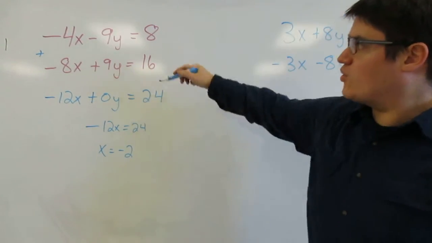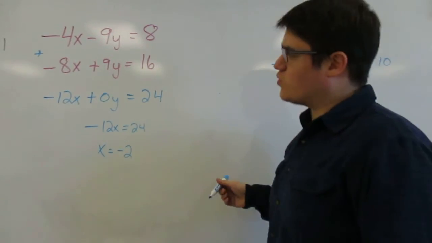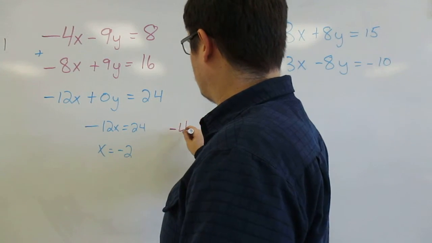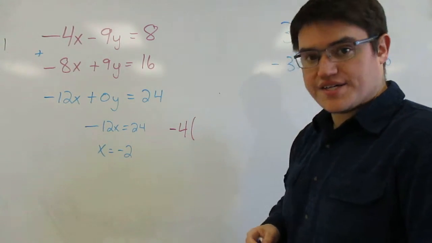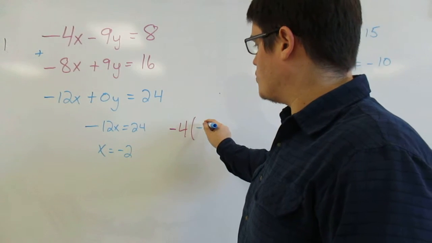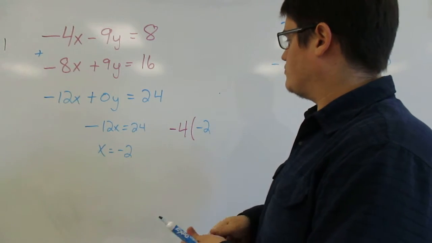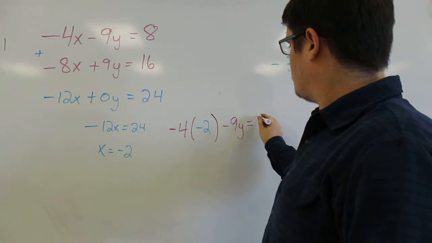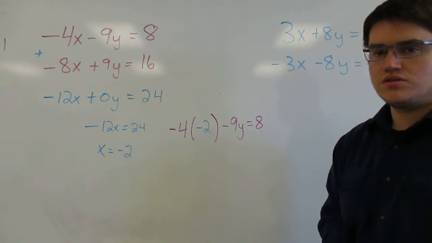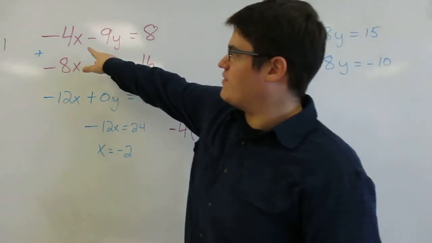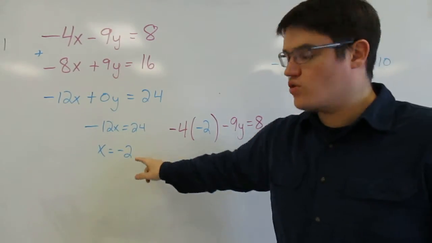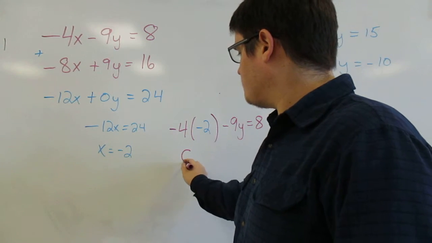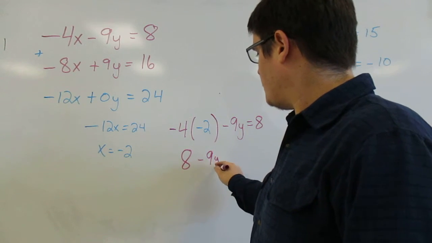And then you can pick either one you want. We could use the first one, I guess. So you get negative 4 times, and instead of x, we're going to substitute in negative 2, minus 9y equals 8. You see this? Instead of x, we put in negative 2 because that's what we know x is. Negative 4 times negative 2 is 8. Plus 9y... minus 9y equals 8.